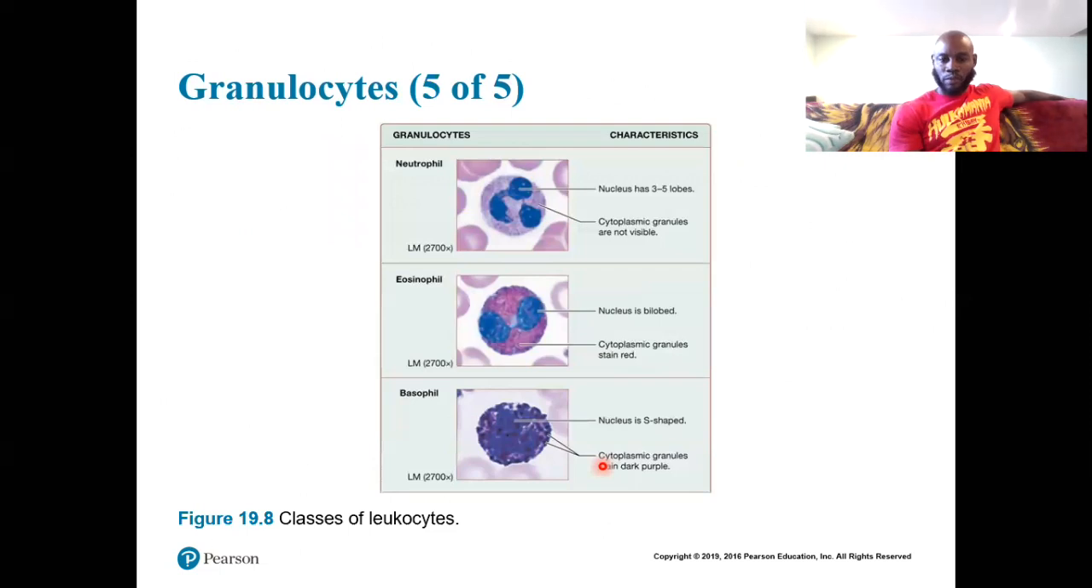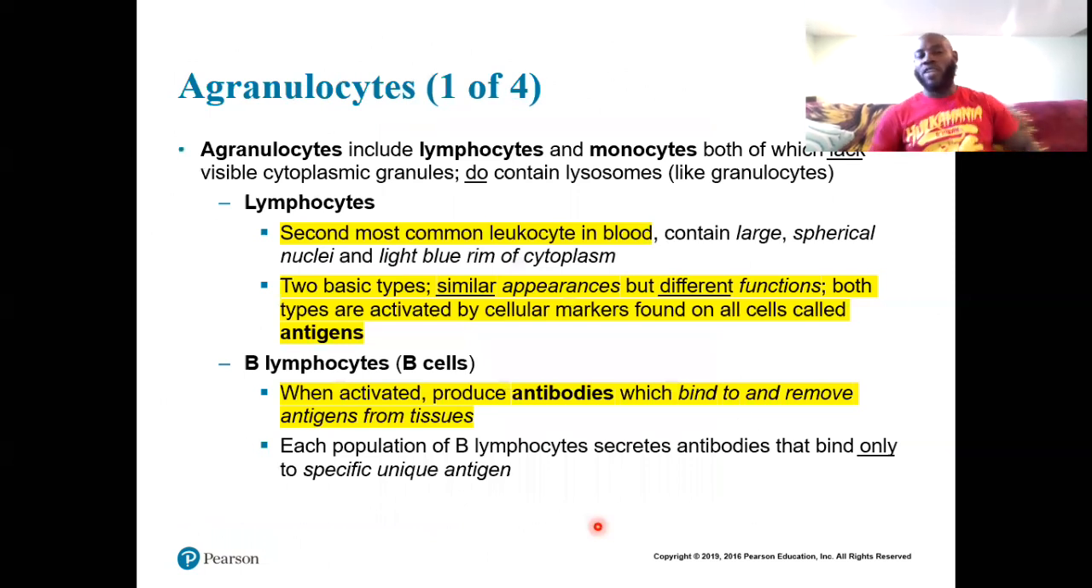All right, so lilac color, neutrophil. Red color in the eosinophil, and then dark purple in your basophils. I know they look similar, but they are different. And then we have agranulocytes, which means a lack of granules. They include lymphocytes and monocytes. Both lack cytoplasmic granules, but do contain lysosomes.